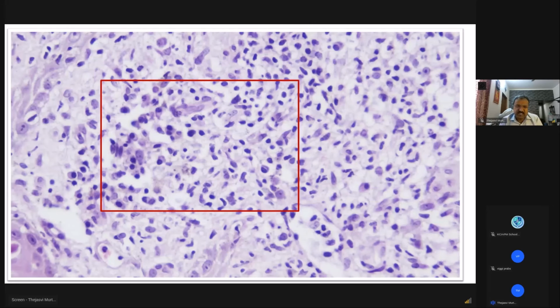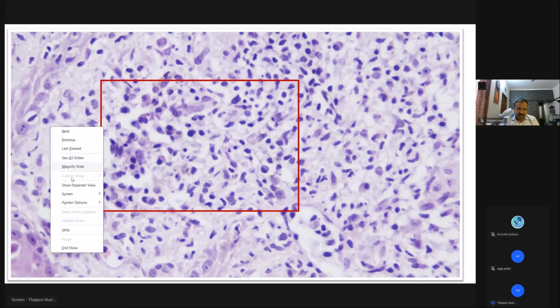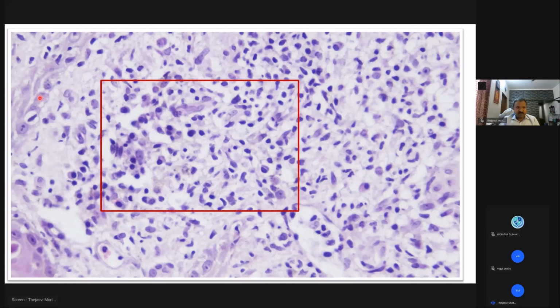Now going on, what are you seeing here? There is epidermis over here. There is the end of the epidermis over here. Just a minute, I'll switch on the pointer. Okay. You're seeing the end of the epidermis here, but the inflammation over here, that is in the dermis, is rich in some kind of cells. They have eccentrically placed nuclei. These are all plasma cells.